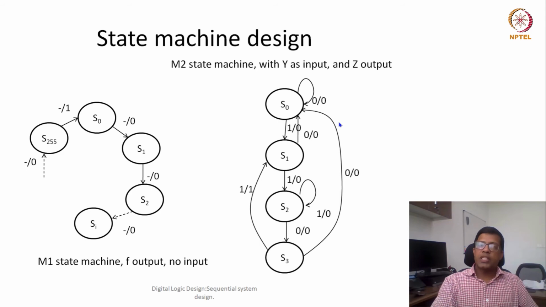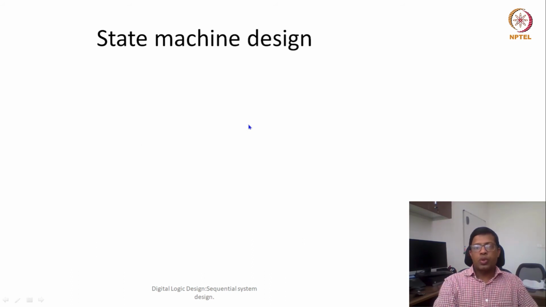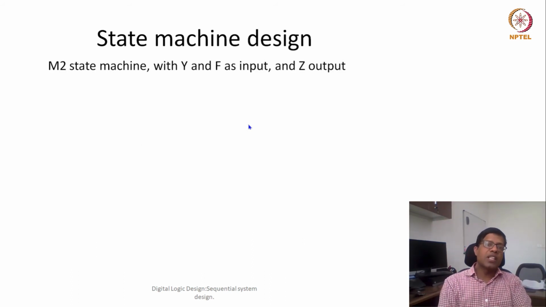So this exercise we have done multiple times for the other state machine, so this is the way we will do it for this also. Now the next thing is that we have to consider if this f, which is generated by the M1 state machine, is also given as an input here. So if that is given as an input, what would be the effect?